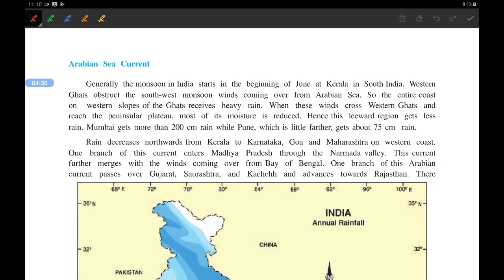Generally, the monsoon in India starts in the beginning of June in Kerala. Kerala is the first state to get the rains. In South India, the Western Ghats obstruct the southwest monsoon wind coming over from the Arabian Sea. So the entire coast on the western slopes of the Ghats receives heavy rainfall. When these winds cross the Western Ghats and reach the peninsular plateau, most of the moisture is reduced. Hence, this leeward region gets less rain.